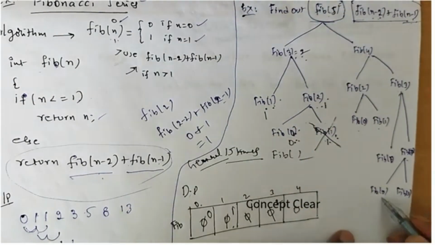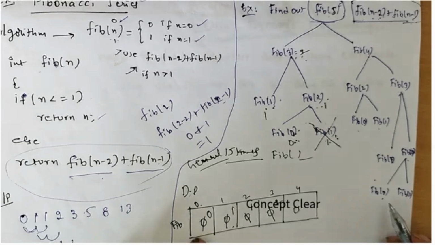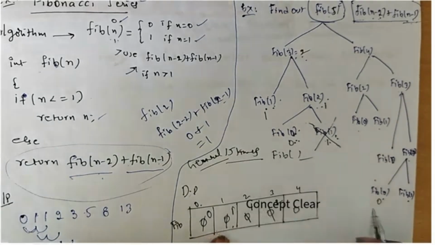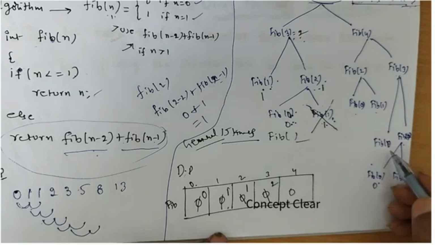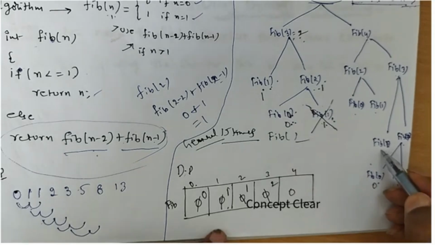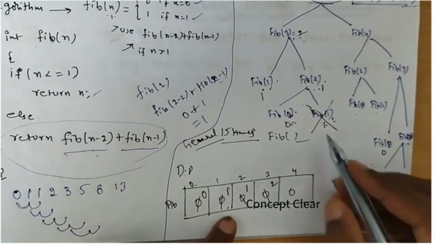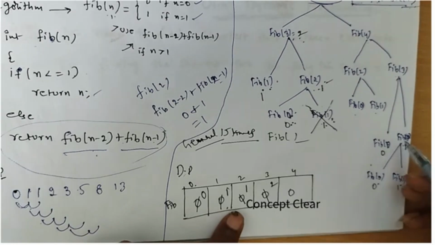Again here on the right side, fib of 0 is no need to consider, no need to call. Why? Because we know the fib of 0 value is 0, and fib of 1 we need not call. Why? Because we called it previously and we know the value is 1. And fib of 0, again we need not call this one. And fib of 2, we called it here, so no need to call it here; the value is 1, no need to call this function.